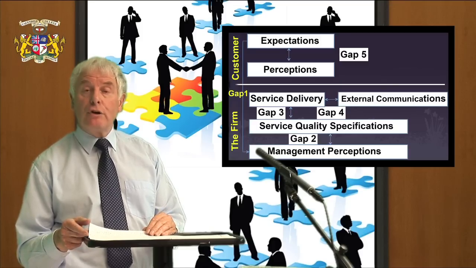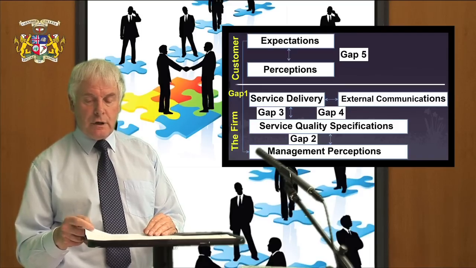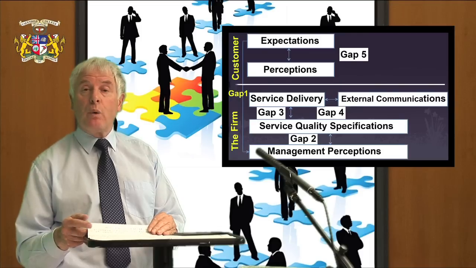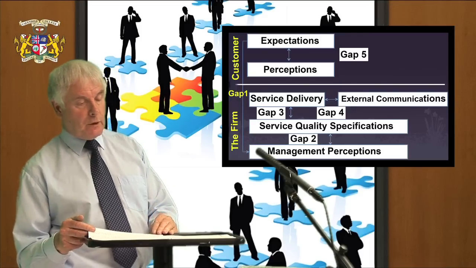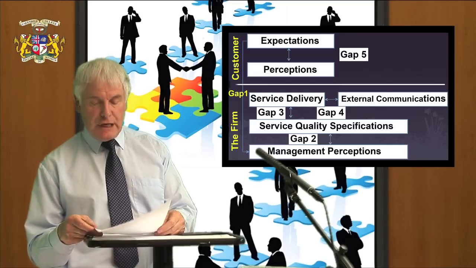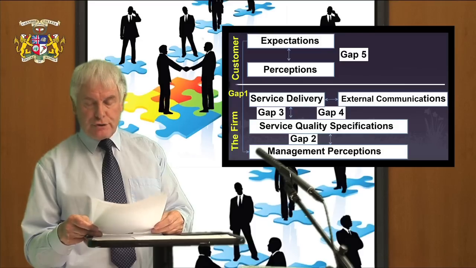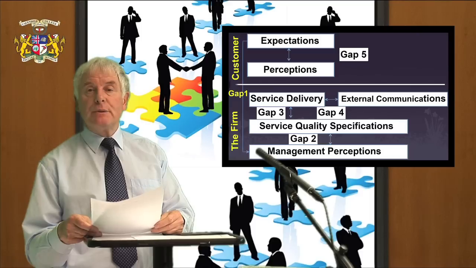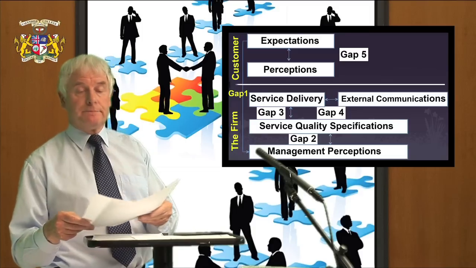Essentially, managers may not know what features connote high quality, what features a service must have, or what levels of performance are required by their customers. Gap 2, the management perceptions and service quality specifications gap. Resource constraints, market conditions, and/or management indifference may result in this particular gap occurring.